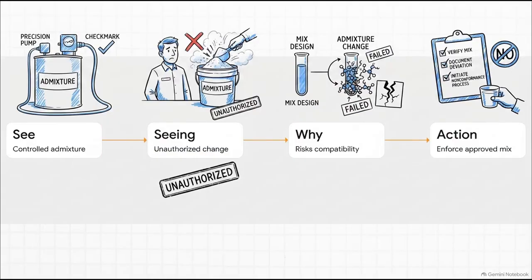Now, what's really interesting about this slide is how it perfectly defines your authority on site. What should you see? You should see controlled admixture use that matches the approved mix design. What are you seeing? A completely unauthorized field adjustment. Why does it matter? Well, messing with admixture dosages randomly like that completely risks the mixture's compatibility. You could easily compromise the entire hydration process and totally ruin the long-term strength. So what's the action? Any field adjustment absolutely must comply with the approved mixture and the official project procedures. You verify the approved mix, you document the deviation, and you follow the nonconformance process. But hear this loud and clear. Inspectors should never, ever independently choose or approve an admixture dosage yourself. That is strictly not your role.